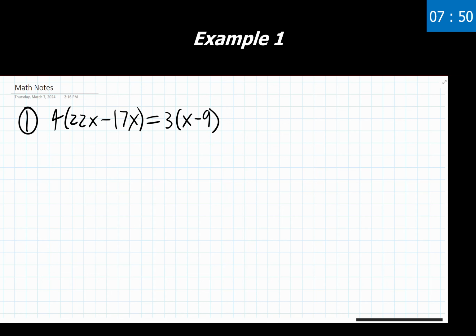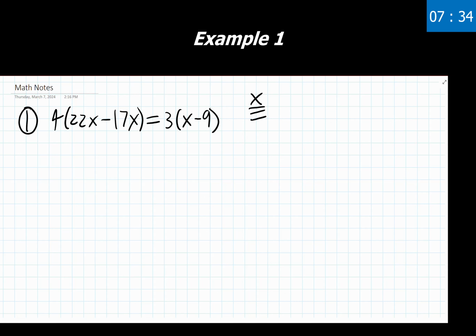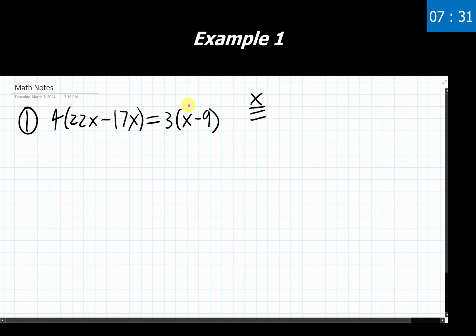So I'm just going to write off to the side here for myself x. So I know that's the thing I'm solving for. Some people like to circle if they want to. It's your call, but just making it clear to myself this is what I'm solving for. So our goal is to get x all by itself on either the left side or the right side of this equal sign. Doesn't matter which one, but we want it on one of those sides all by itself.